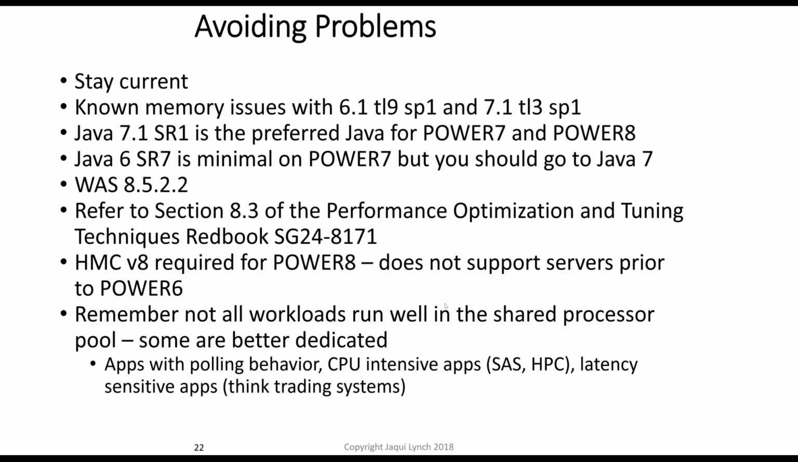And then I have a comment down here that not all workloads run well in the shared processor pool. Most of your workloads, your Oracles, your DB2s, etc., will run very, very well in the shared processor pool. But if you have latency sensitive applications, things like trading systems, things that do polling, certain CPU intensive applications, and I use SAS and some of the high performance computers as an example, those tend to behave better with dedicated cores. And more recently, I've actually been changing my VIO servers over to dedicated cores as well.